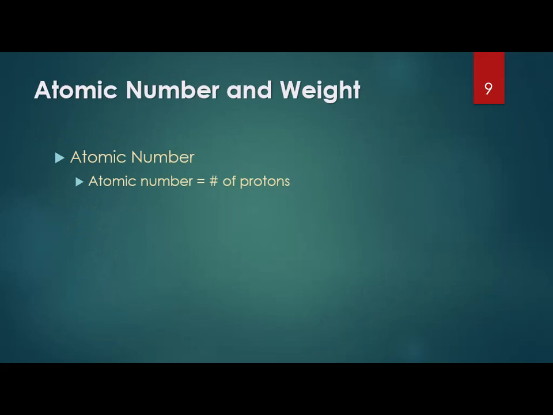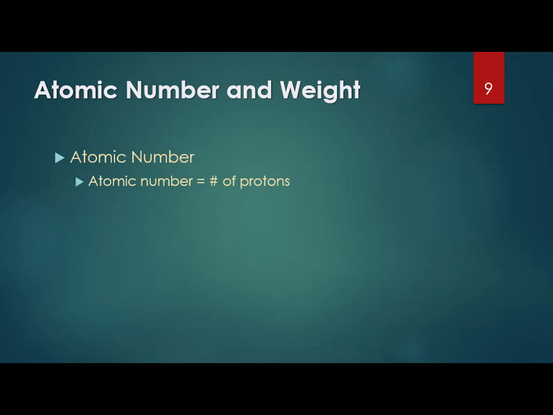Alright, the atomic number of an atom is the number of protons. You cannot change the atomic number, or the number of protons, without changing the element. Number 7 is nitrogen. Number 6 is carbon. If you add a proton, you're not carbon, you're nitrogen. So the atomic number, which is the number of protons, does not change. Okay? Atomic number is the number of protons, and it does not change.